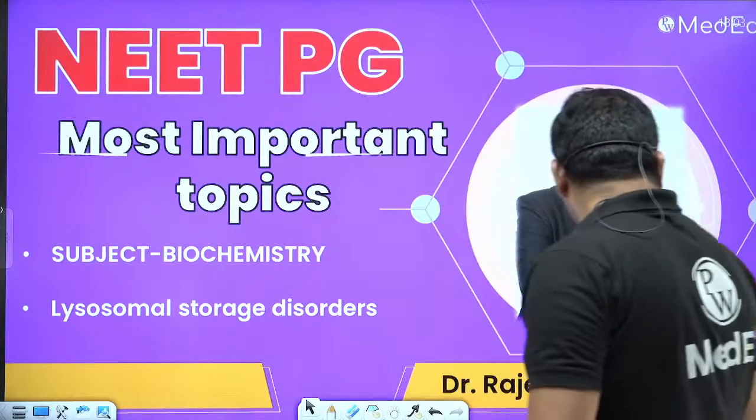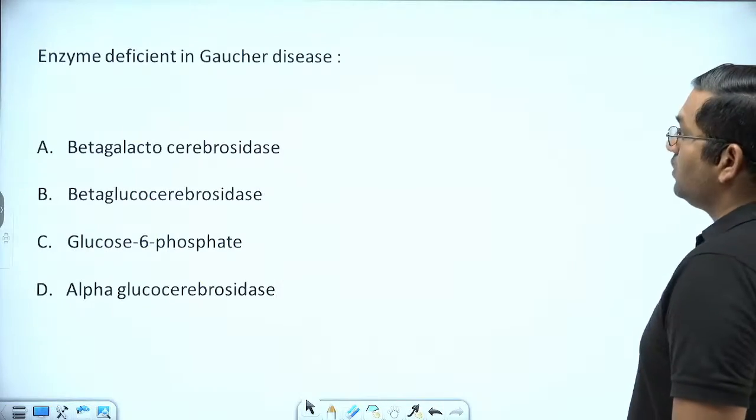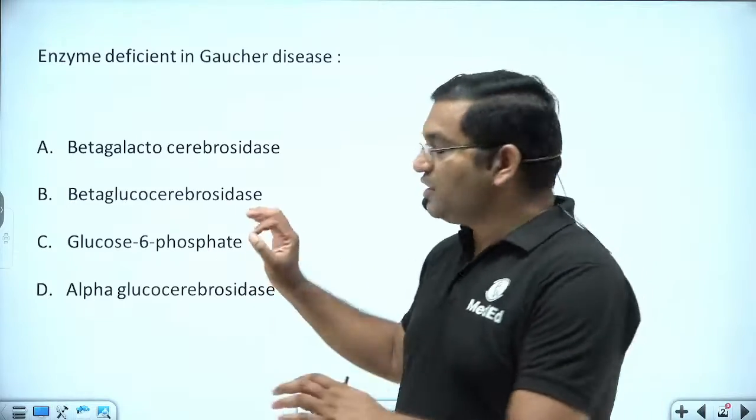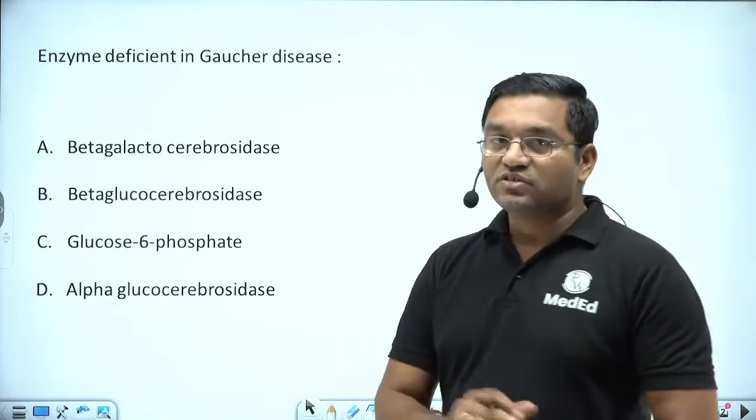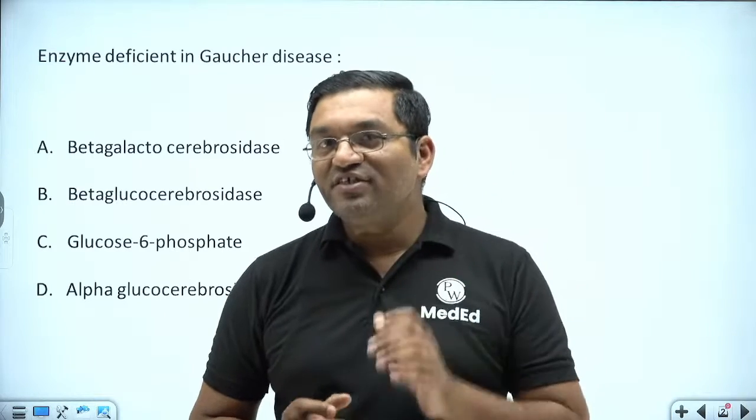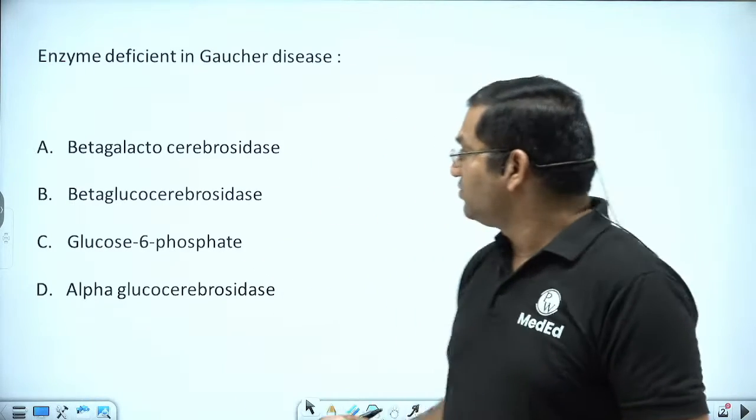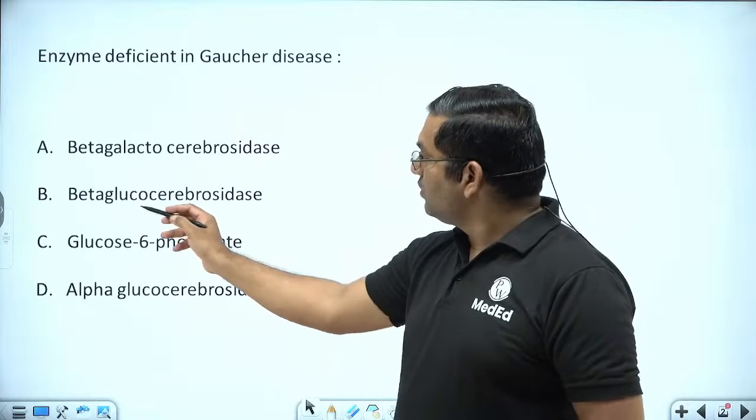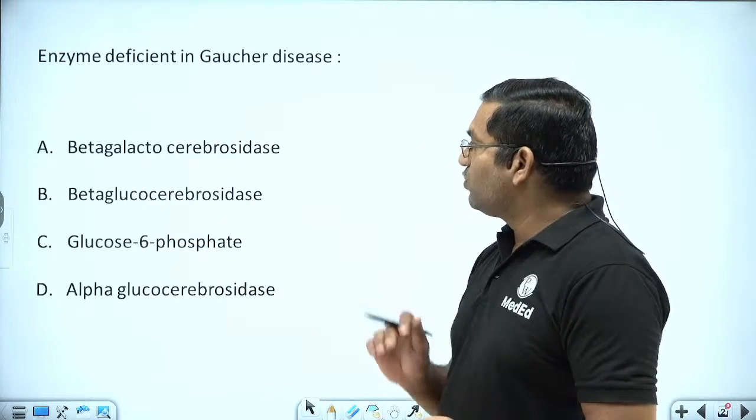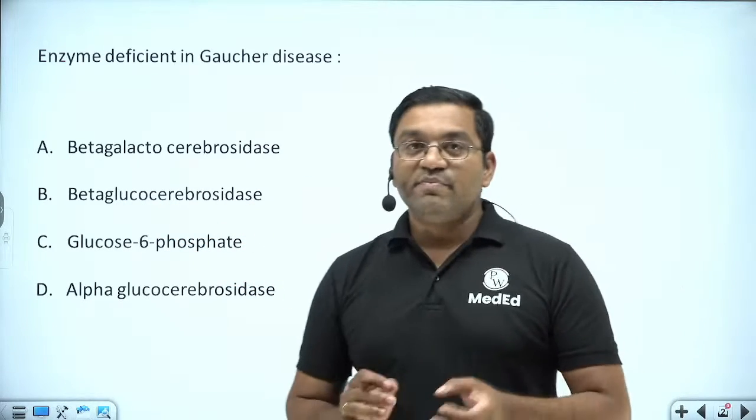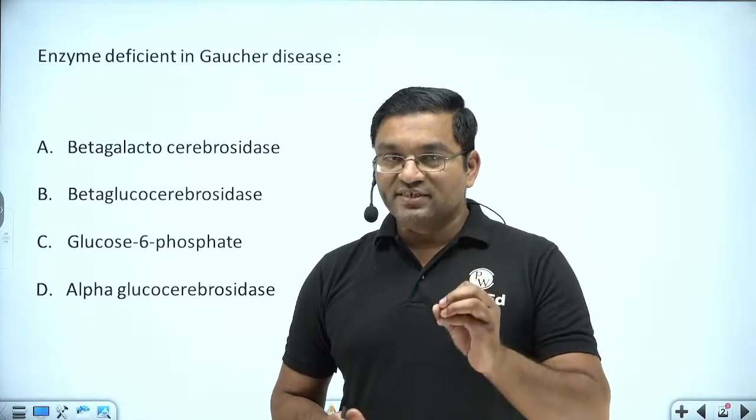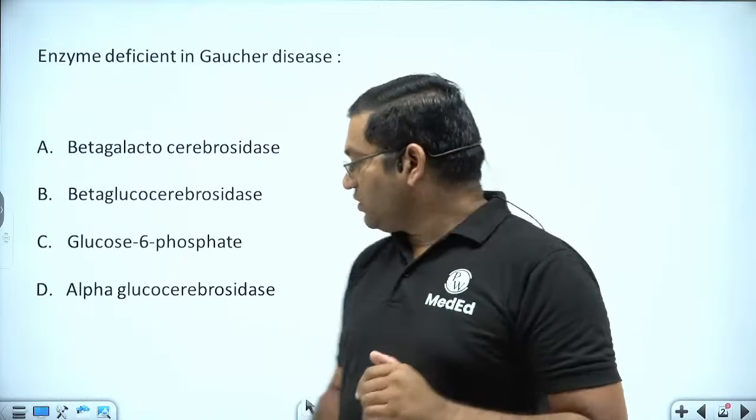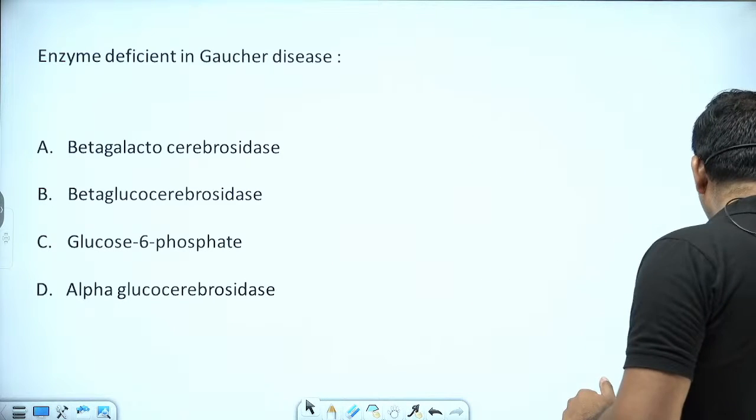Just see this. This is a simple one-liner question. Enzyme deficient in Gaucher's disease. Which enzyme is deficient in Gaucher's disease? Yes, it is beta glucocerebrosidase. Beta glucocerebrosidase. Just keep some things in mind.